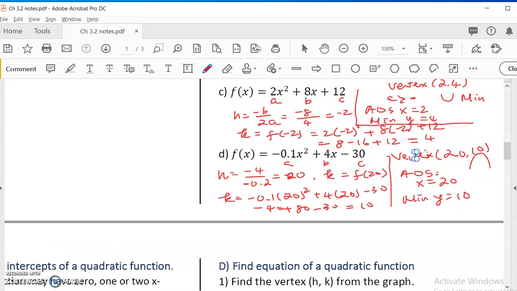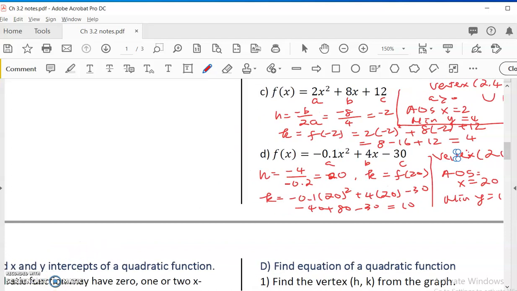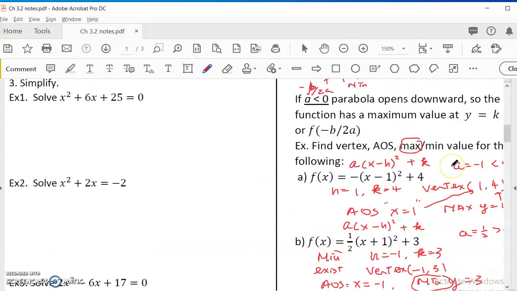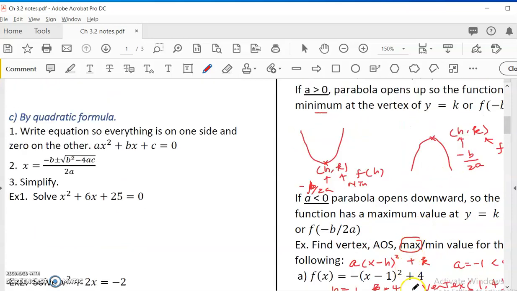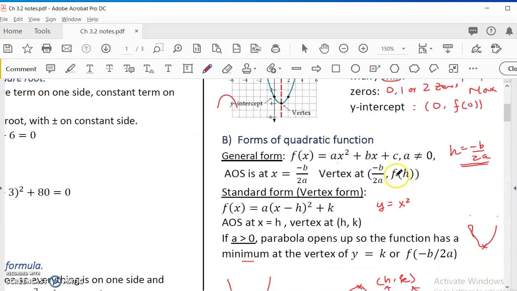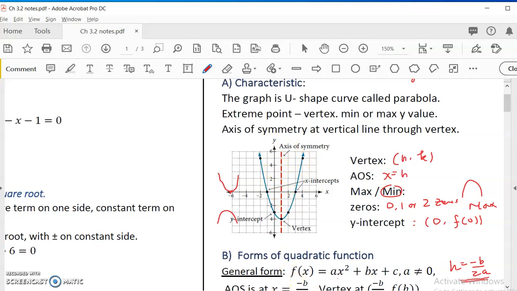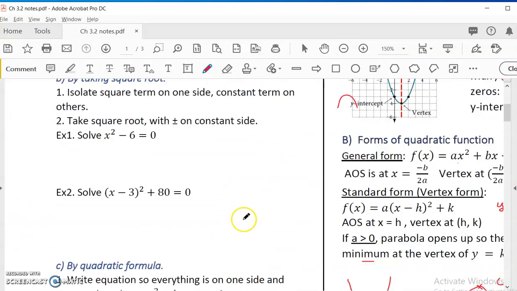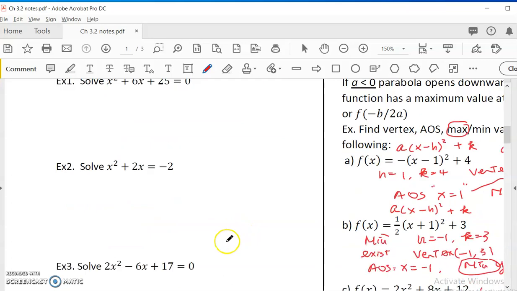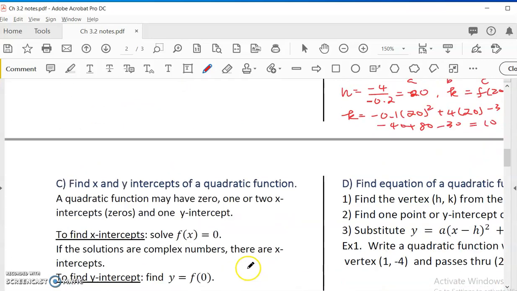So in the next section, we'll talk about how to find the x and y intercepts of a quadratic function. We want to know, by just looking at a formula, how can we discover all these features of a quadratic function that we can see in a graph? So a formula can show a lot of stuff if we know how to solve it. Okay, so that would be the next video.